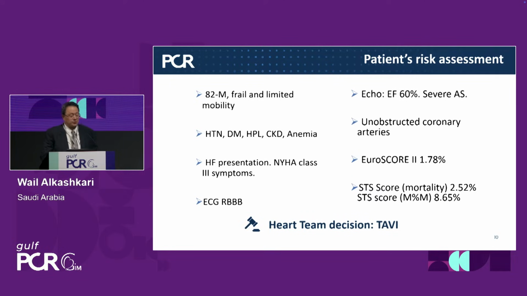So in summary, 82-year-old, frail, limited mobility related to osteoarthritis, chronic kidney disease, anemia, dyslipidemia, and hypertension, heart failure presentation, class 3, ECG incomplete right bundle branch block, echo 60% ejection fraction, severe AS, unobstructed coronary arteries, EuroSCORE 1.78%, STS score 2.5, and the intended procedure today is the live transmission with the Octacor platform.